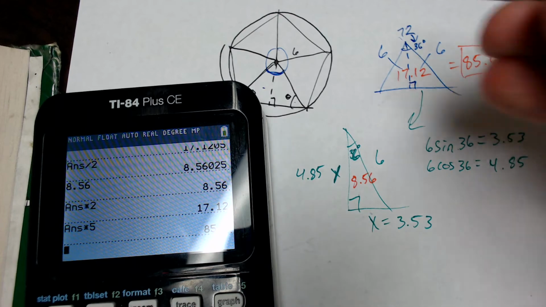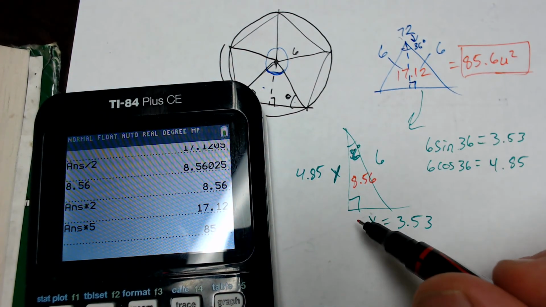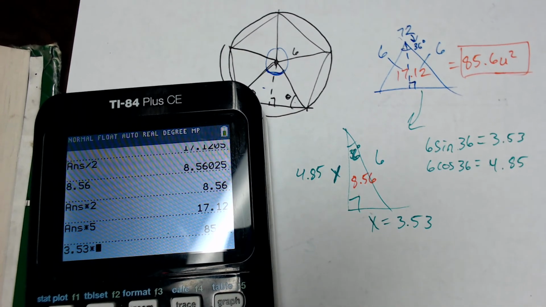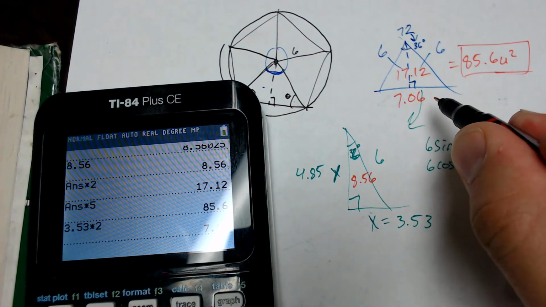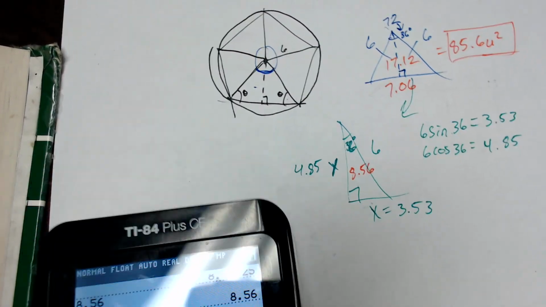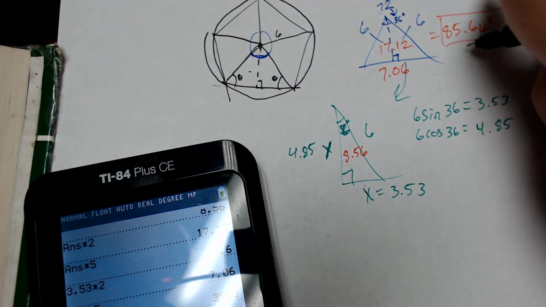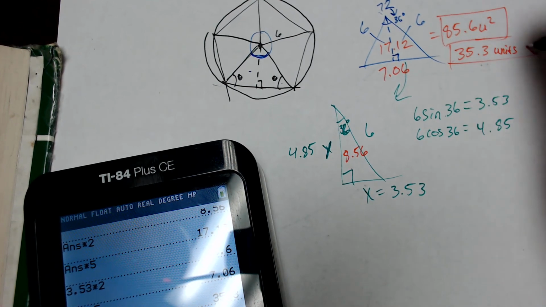Now, they still wanted me to find the perimeter. So if I want to find the perimeter, I go all the way back down to the right triangle. I remember that this base is half of the total base, so I'm going to multiply 3.53 by 2. That gives me 7.06, so the base of the isosceles triangle is 7.06. And then the pentagon has 5 sides, so I take that base and multiply it by 5, and I get 35.3 units. And that is the perimeter.